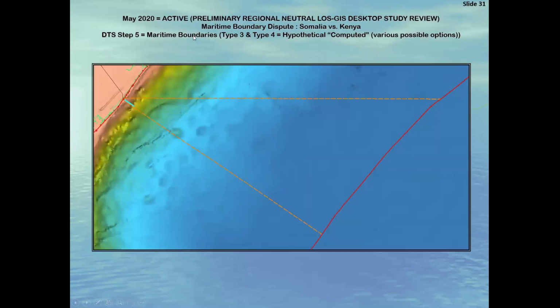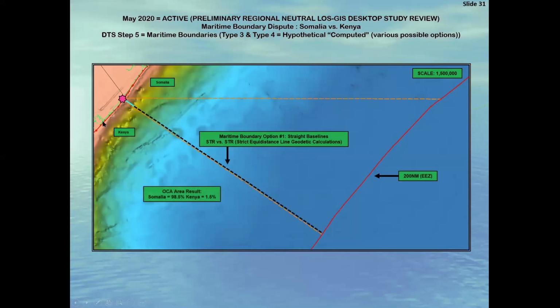Moving on now, maritime boundaries, type 3 and type 4. These are computed, so this is in the desktop study. And again, we're going to fix all our boundary lines onto the end of that potential historical treaty. I've already mentioned both Kenya-Somalia straight baselines. When we draw it out, you can do a strict equidistance line. It gives a very lopsided 98.5% of the OCA to Somalia and 1.5% to Kenya with that line.